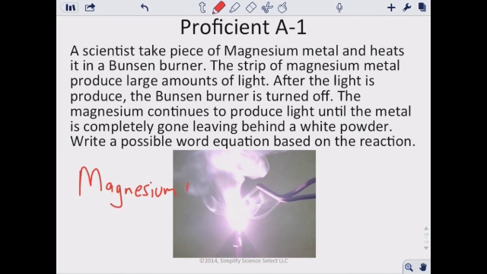And it's reacting with something in the air. Well, in this case, it's reacting with oxygen. So we put oxygen, and it produces, well, when magnesium and oxygen go together, they produce magnesium oxide, and that's that white powder. And that would be our word equation that we have.